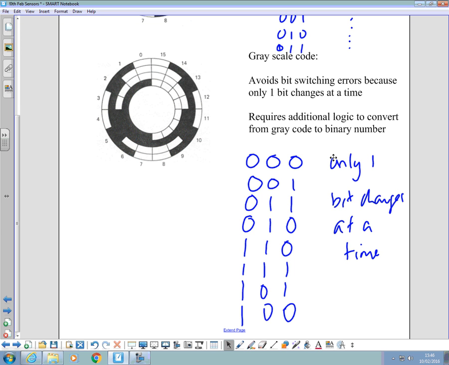The encoder might include some internal circuitry to do that. Depends on what you buy, but the grey code one means that you have to have some kind of logic somewhere to convert. Alright?